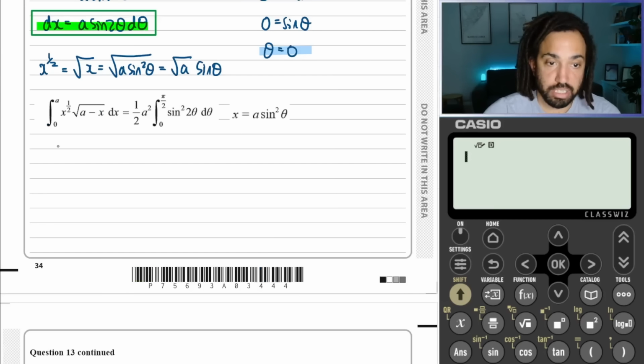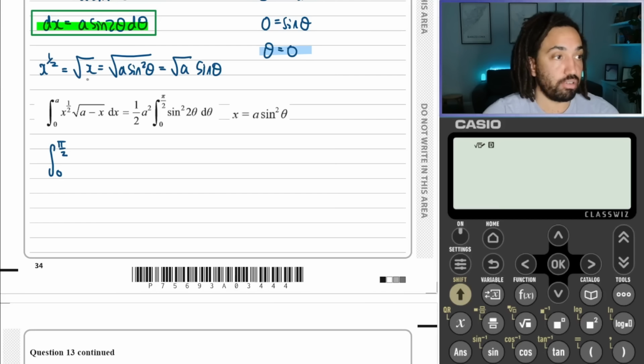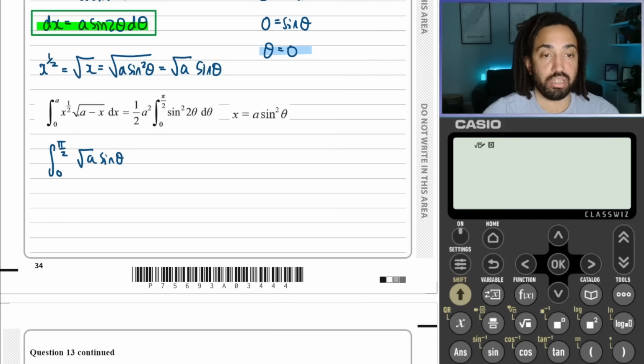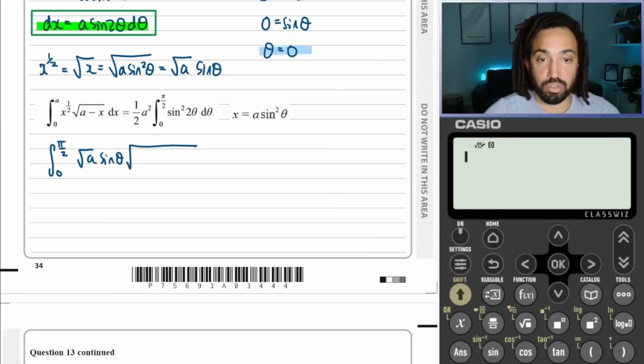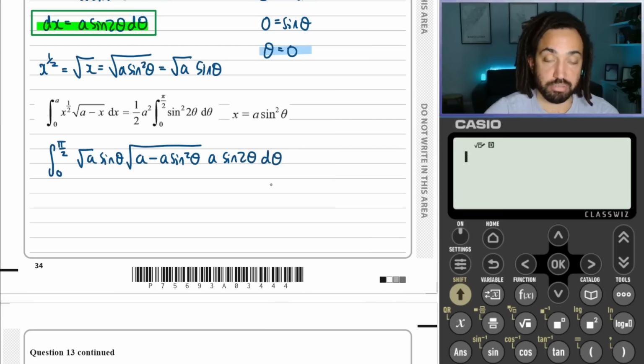Okay, so we're going to say that it is the integral between the new limits, which is pi over 2 and 0, as we showed. And now this x to the power of a half we've said is the same as root A sine theta, and then we've got the square root of A minus x, and x is the substitution A sine squared theta, and then dx is what's given up here, which is A sine 2 theta d theta.